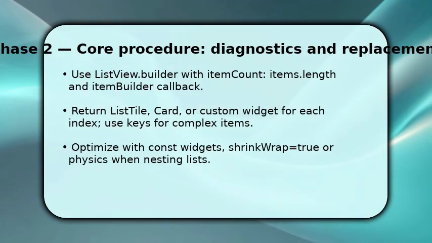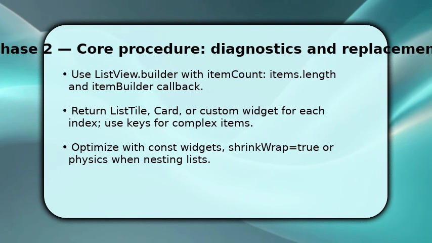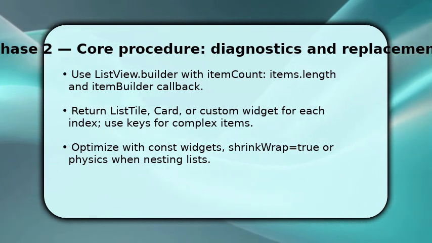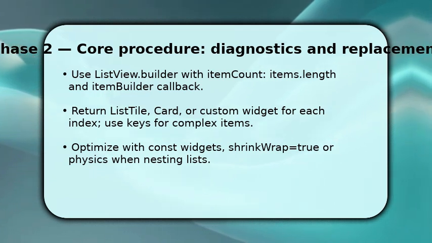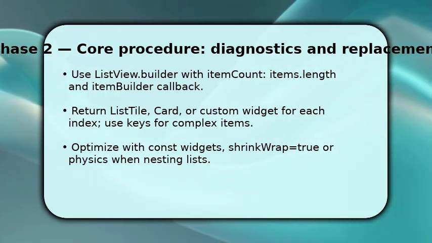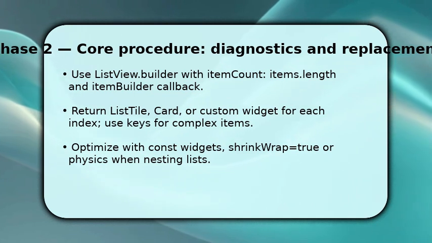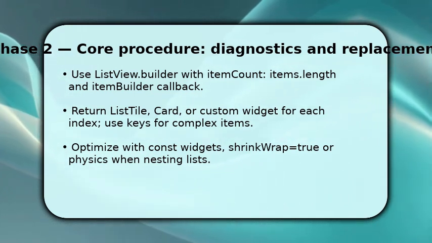You implement the builder by calling ListView.builder and supplying itemCount and itemBuilder. This defers creation until items are visible, saving memory. Inside itemBuilder, return a list tile, card, or a custom widget, accessing data via items[index].